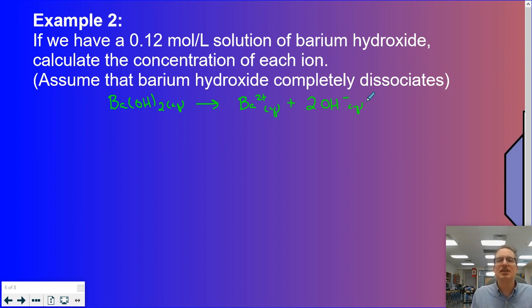So I wrote the dissociation equation. Again, 1 barium, 2 hydroxide. I added a 2 here for 2 hydroxide. We're going to check our charges. 2 minus plus 2 positive. No charge on the right, no charge on the left.